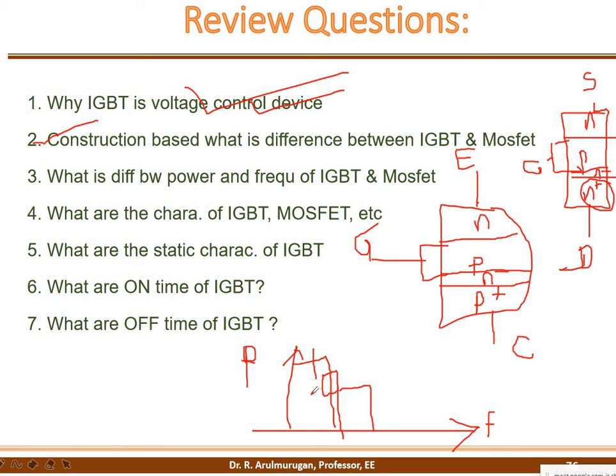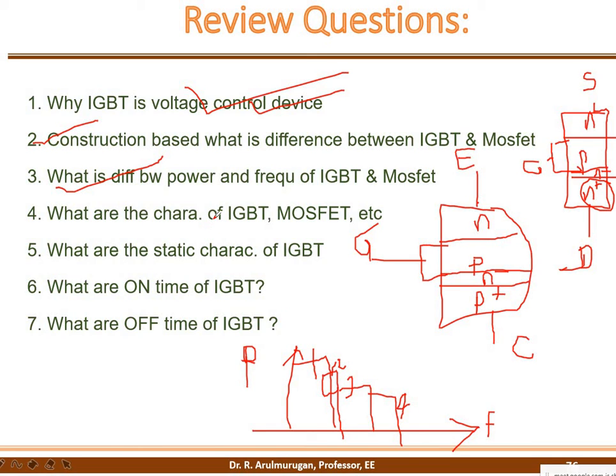The highest is SCR, the second is GTO, and the third is IGBT. So compared with the SCR, it is the third rank. Compared with the MOSFET, the MOSFET is the fourth rank in power, but frequency-wise the MOSFET is higher compared with the IGBT. So these are the differences.